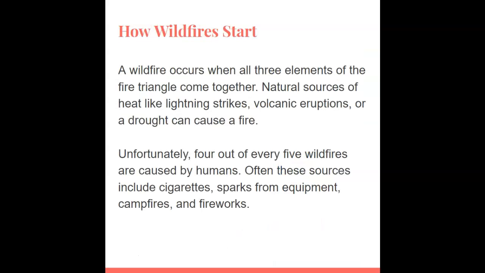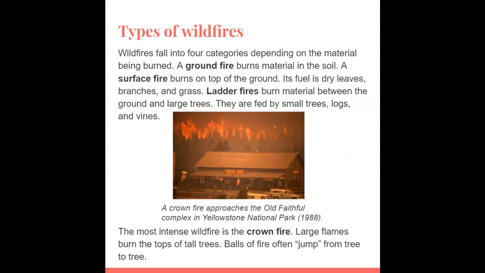Okay, how wildfires start. A wildfire occurs when all three elements of the fire triangle come together. Natural sources of heat, like lightning strikes, volcanic eruptions, or a drought, can cause a fire. Unfortunately, 4 out of every 5 wildfires are caused by humans. Often these sources include cigarettes, sparks from equipment, campfires, and fireworks.